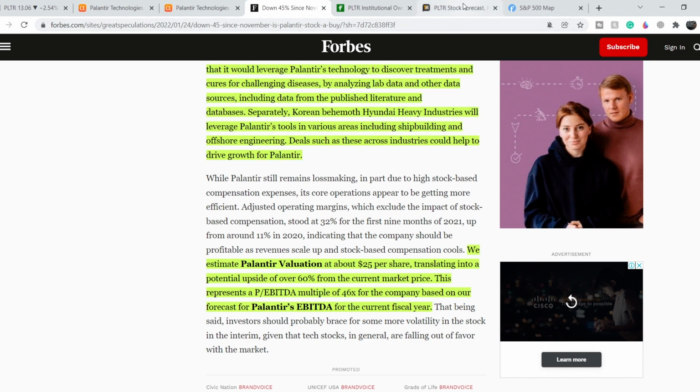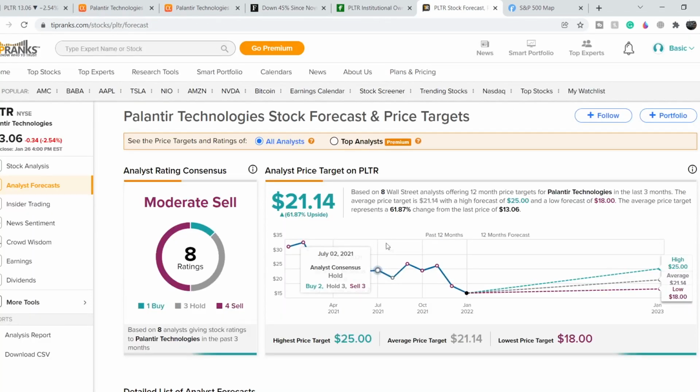So, let me show you other forecasts. We are on tipranks.com, and we still have 8 ratings. 1 suggests to buy, 3 to hold, and 4 to sell. But even the lowest price target is $18, and it is almost 50% higher from our current ranges. Average price target is $21.14, and the highest price target is $25. So the forecast for this company is quite attractive.